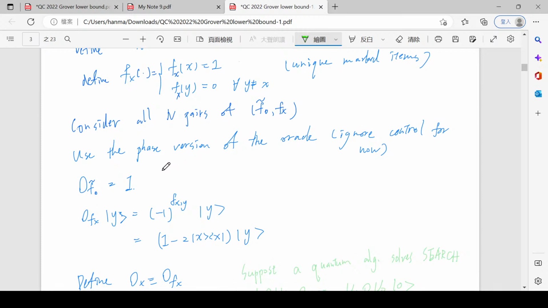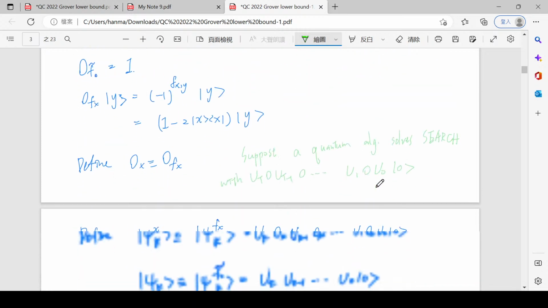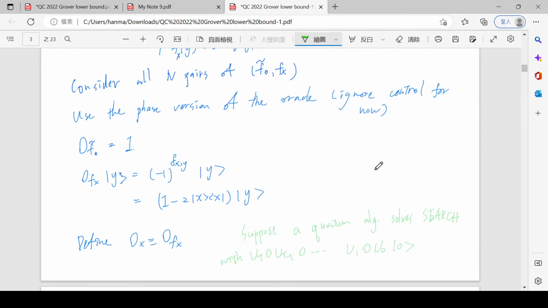And we'll use the phase version of the oracle. Let's write it here once again. So the phase version of the oracle will take x to minus 1 to the f of x, right? And we say this is losing some information because you should usually have a control, but let's ignore that for now. Maybe we can do homework here to show that if you add back control, it doesn't matter. So for now, let's assume we only have this no-control version of the oracle.